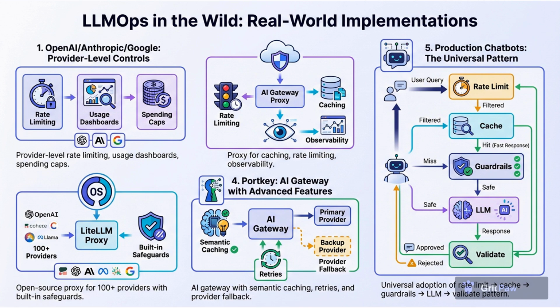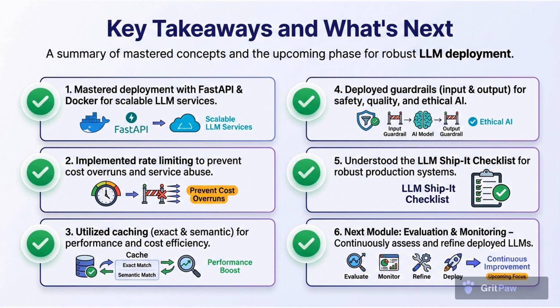We have reached the culmination of our LLMOps and deployment module. You've learned how to transition your LLM prototypes into resilient, cost-effective, and secure production systems. The key takeaways are clear. Prioritize rate limiting and caching for cost and performance, implement comprehensive input and output guardrails for safety and quality, and always build for reliability with timeouts and fallbacks. Remember the LLM Ship It checklist as your guiding framework for every deployment.